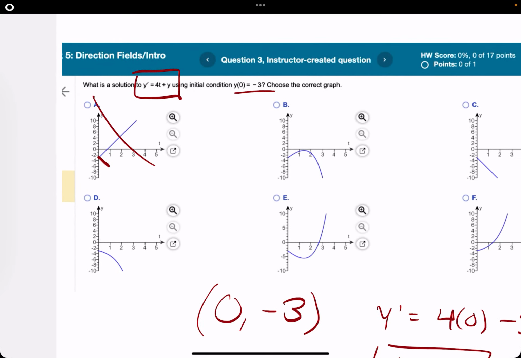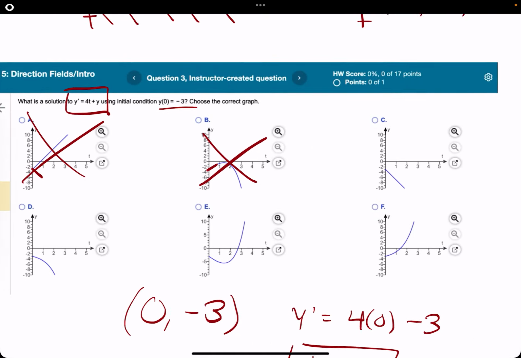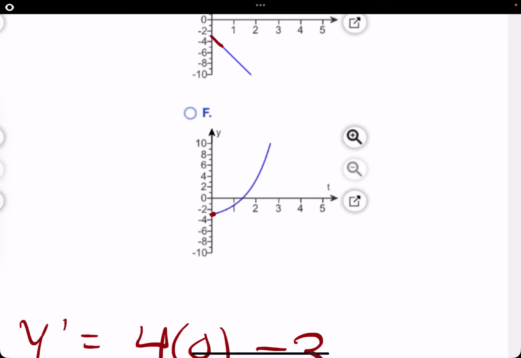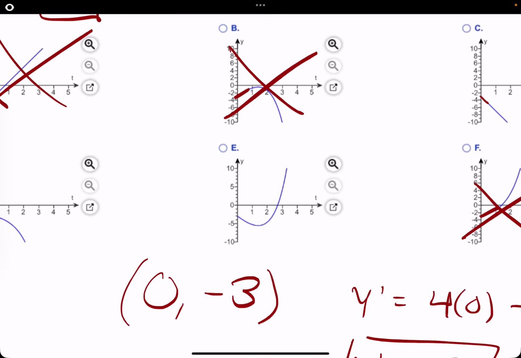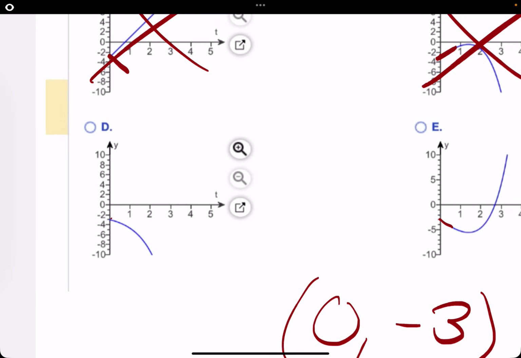And so A does not. B starts with a positive slope, so B does not. C does start with a negative slope, so that's looking pretty promising. Let's see what else. F starts with a positive slope, so that's not it. E does start with a negative slope. That's looking pretty good. And then D also starts with a negative slope, maybe not that steep, though.